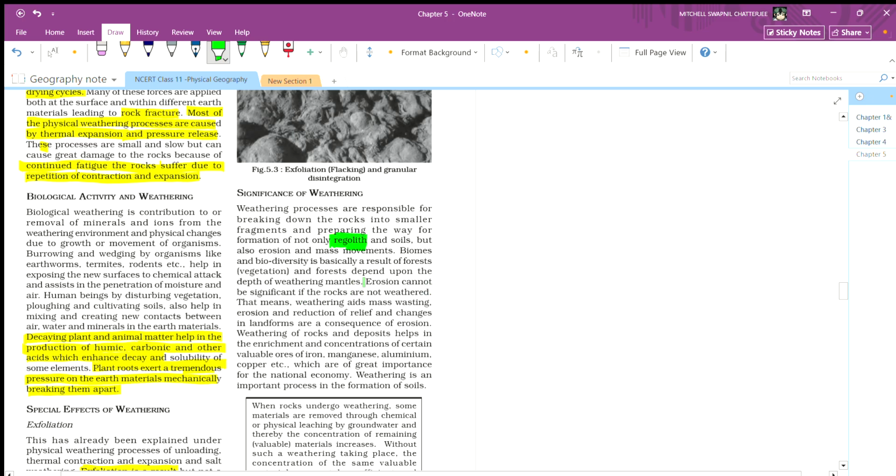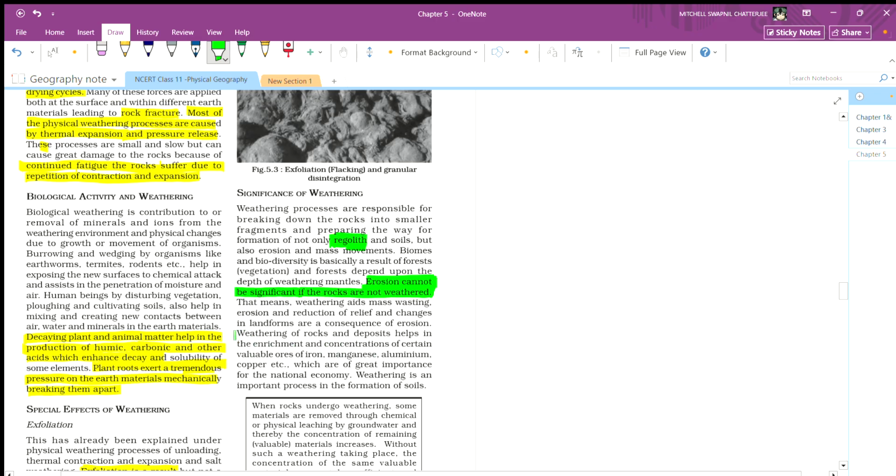Erosion cannot be significant if rock is not broken down. That means weathering aids mass wasting and erosion, and reduction in relief and changes in landform are the consequences of erosion. Weathering of rock and deposits helps in enrichment.